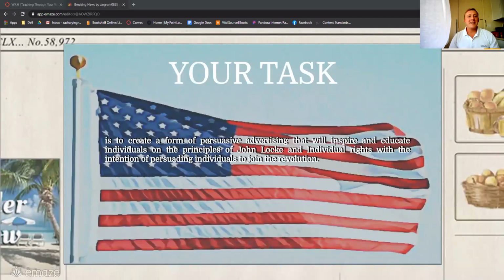Hey class. Today we're going to continue working with the Declaration of Independence. We've been working with it for about a week now, so we have a firm grasp of what it is, what it represented, and how it's an important part of who we are as an American people today.